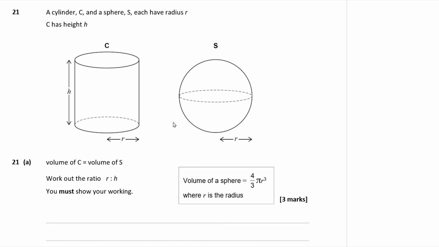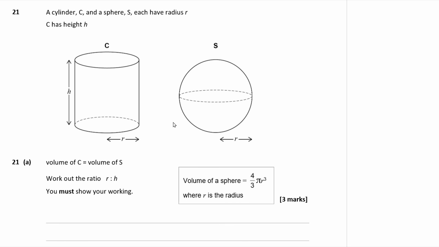Question 21. A cylinder C and a sphere S each have a radius of R. C has a height of H. The volume of C is equal to the volume of S. Work out the ratio of R to H. You must show your working. And they've handily given us the volume of a sphere formula, which is jolly nice of them, isn't it?